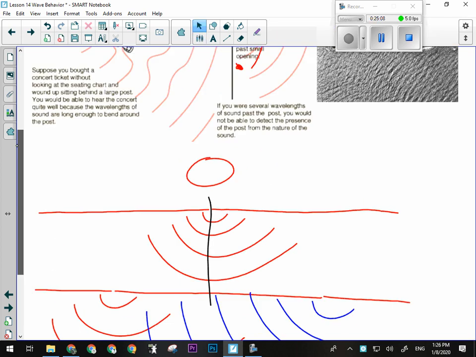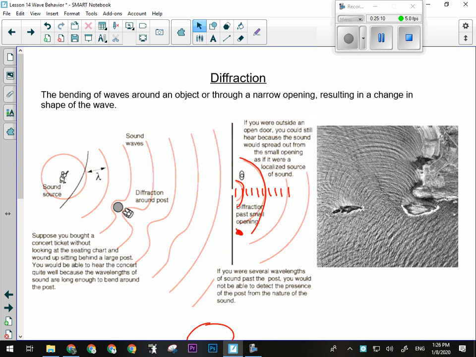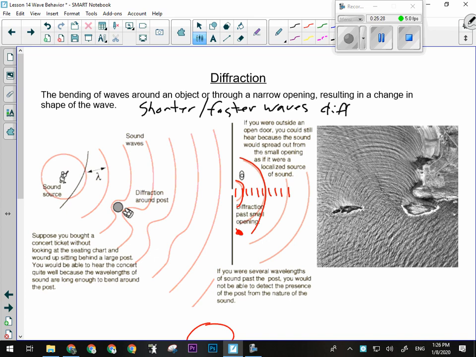All right. So, diffraction very simply is the bending of waves around an object or through a narrow opening, resulting in a change in shape of the wave. One other thing you're going to want to write here: shorter, faster waves diffract less. And then vice versa. Longer, slower waves diffract more.